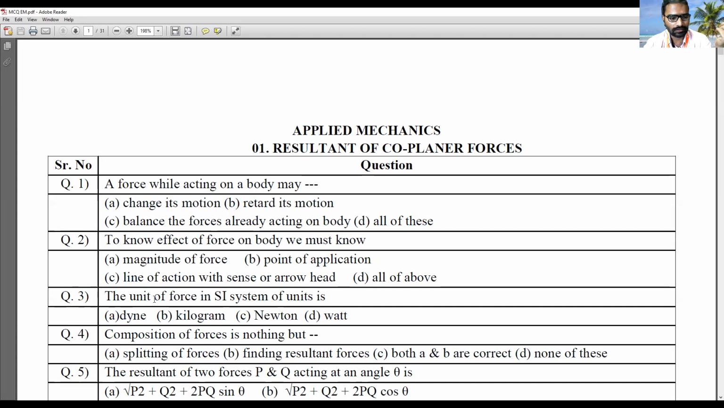Then I will ask roll number 10. Tell me the answer of the next problem. The unit of force in SI system is: Dyne, kilogram, Newton, watt. Roll number 10, unmute and tell. Roll number 10, is it present or not? Tell me what is the answer?